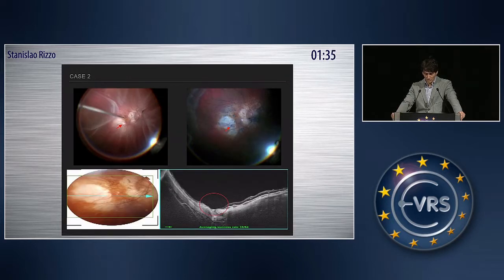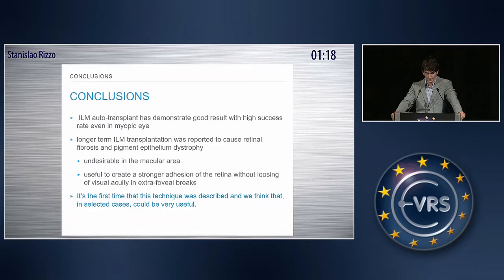The same image, as you see under the silicone oil. In the right image, you see the double plugs in the macular hole and the paravascular breaks, and the OCT after the silicone oil removal after 2 months.